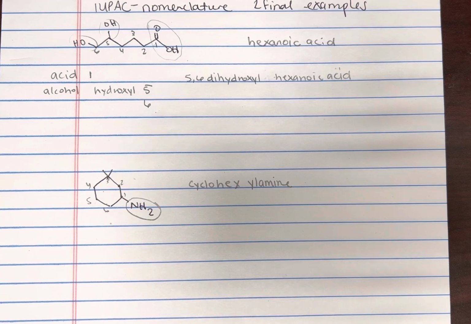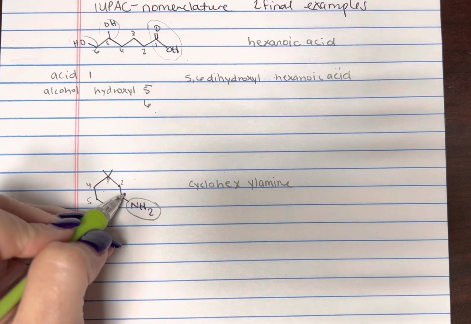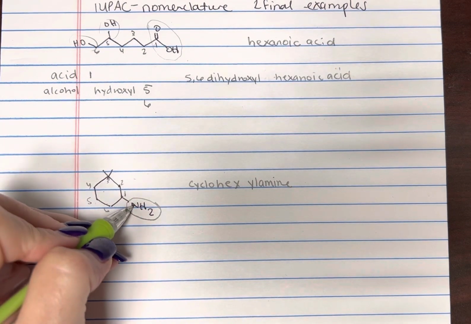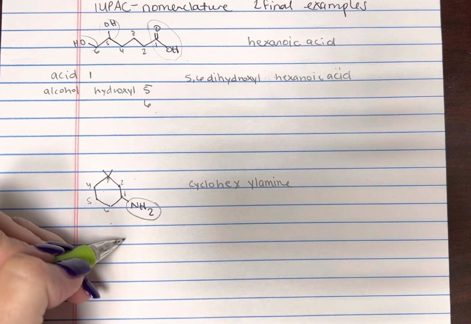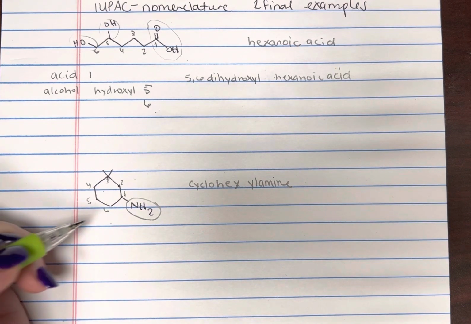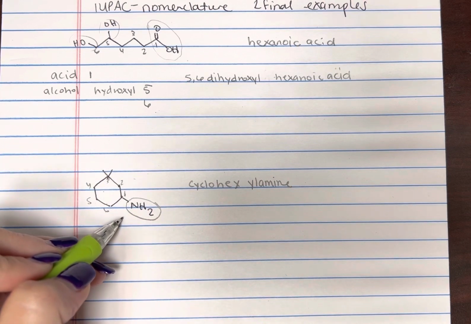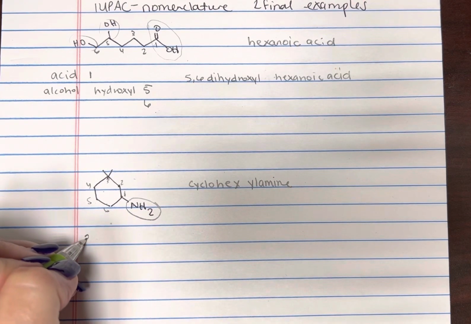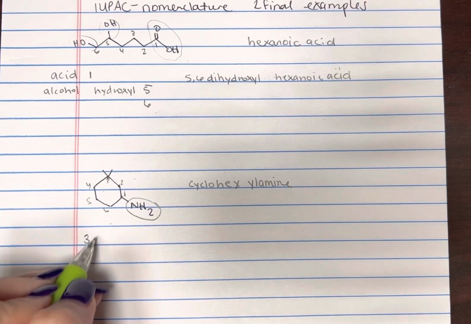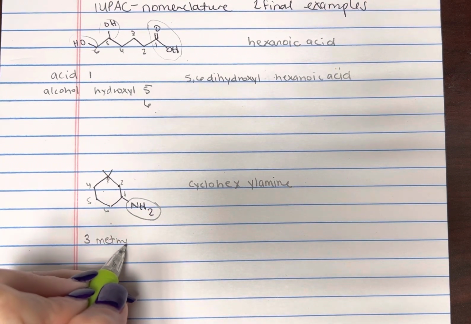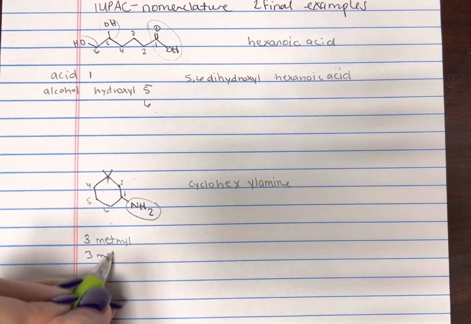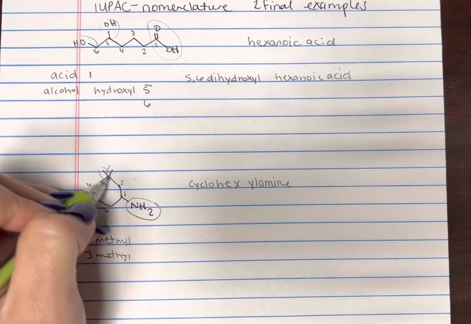Now we got to number our functional groups. If at all possible, in this case we can, we want our most important one on carbon 1, which means we will not have to indicate that it's a 1. Now on carbon 3, we have a 3-methyl group, and we have another methyl group.